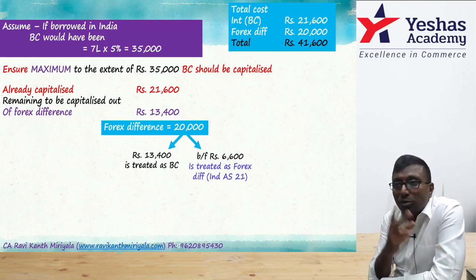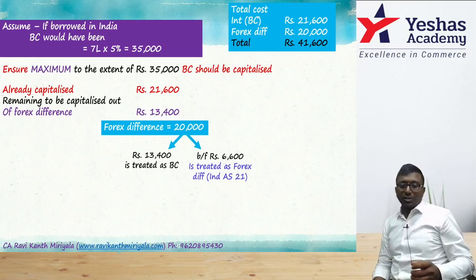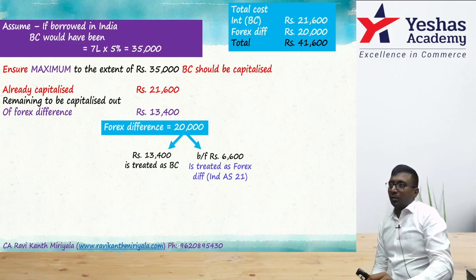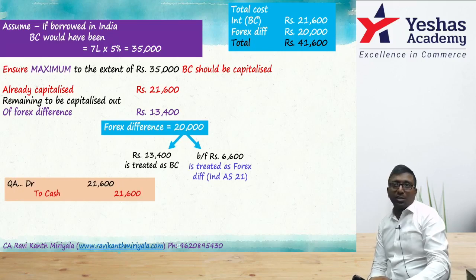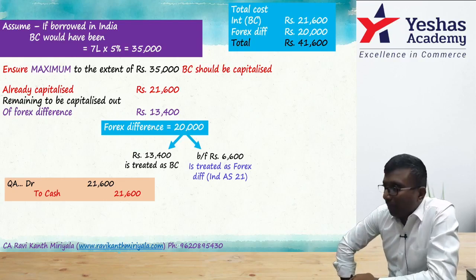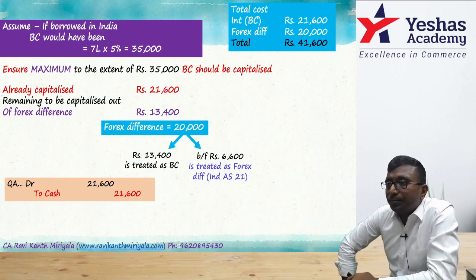Right? Can you pass it? Two journal entries I want. Pass it. First pass the borrowing cost entry of 21,600. Qualifying asset account debit to cash or payable. Correct? Yes. Qualifying asset account debit to cash 21,600. Now the next one. Qualifying asset account debit. How much? 13,400. P&L foreign exchange loss account debit 6,600, to loan, because it is related to the loan, so it should be increased.